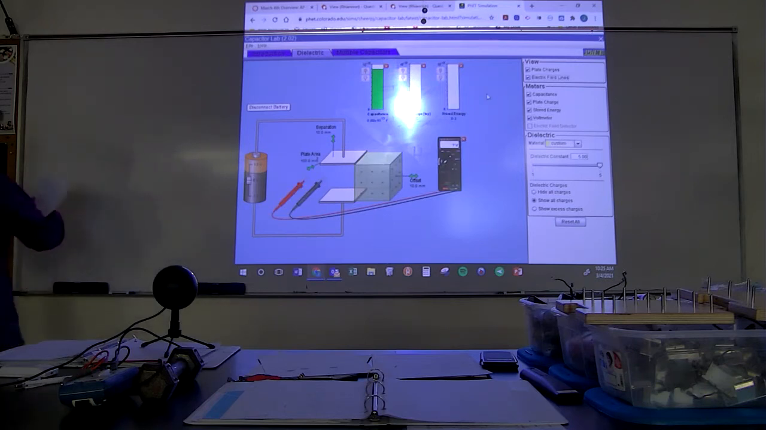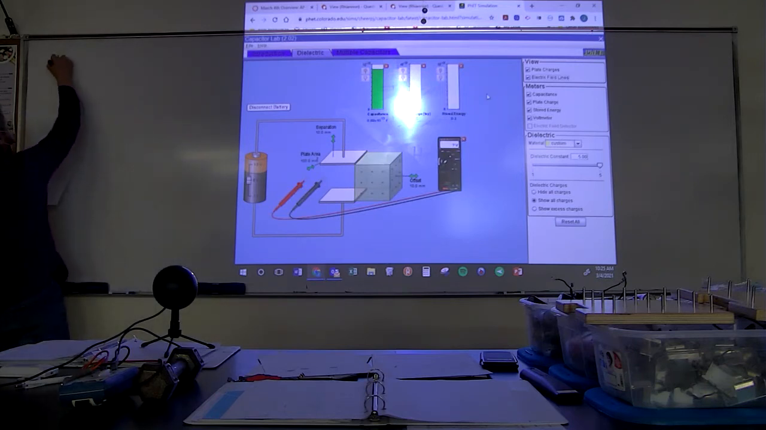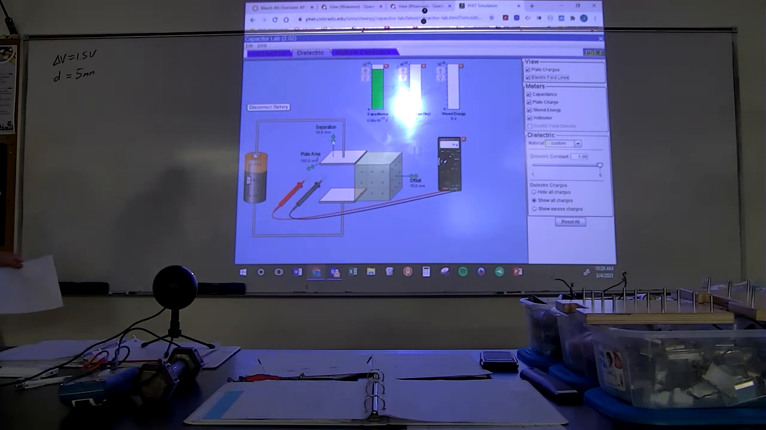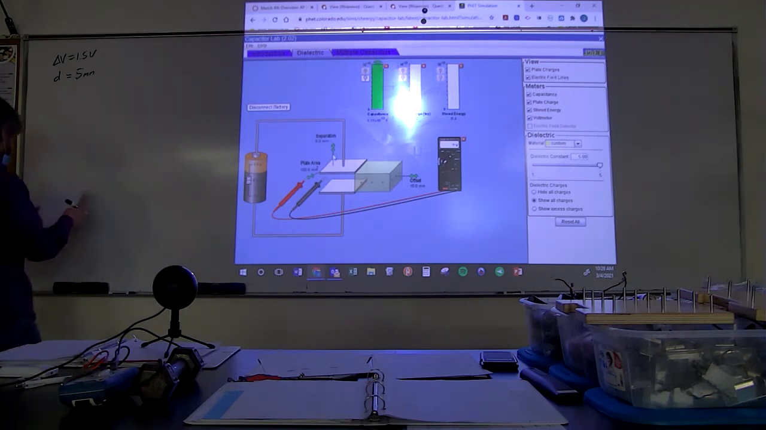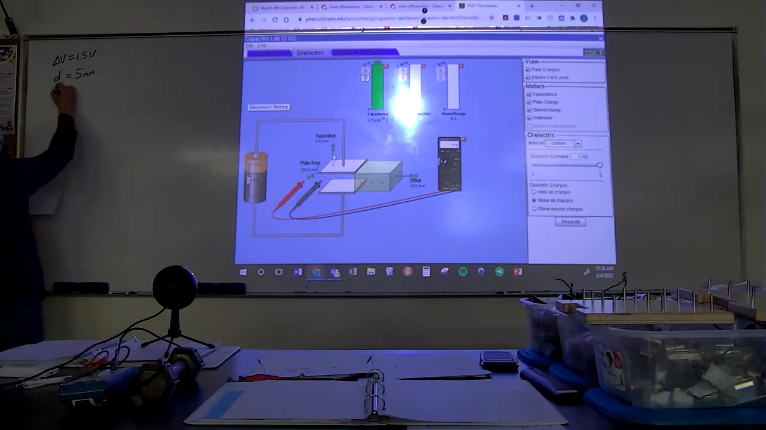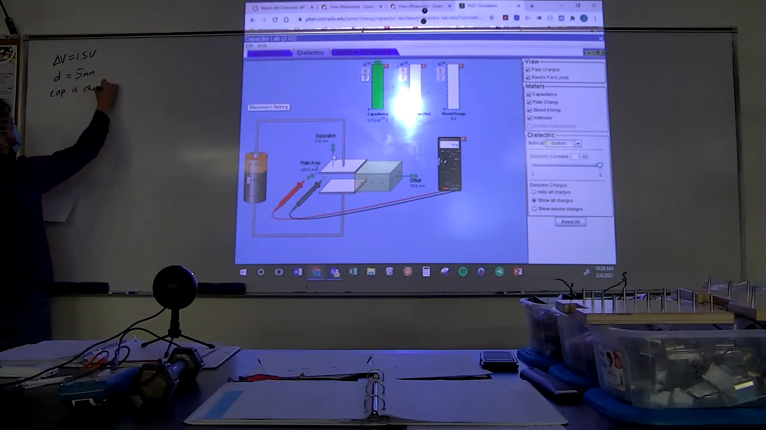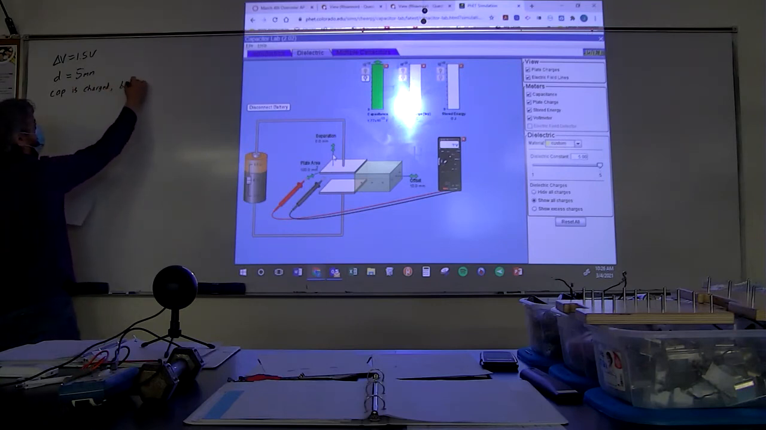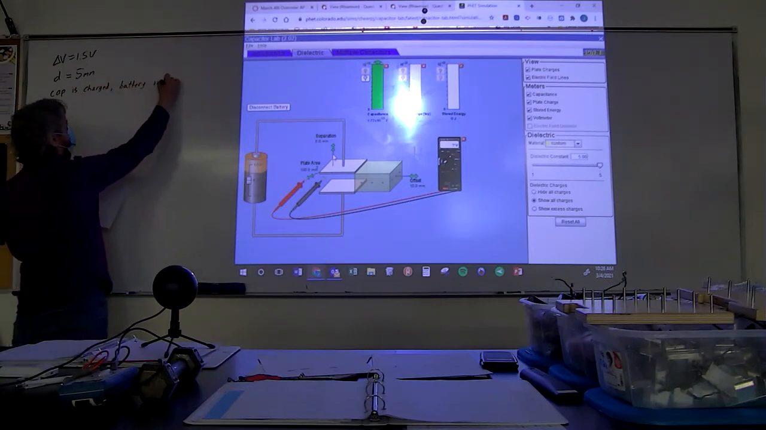All right, so now we're going to have the same potential difference, 1.5 volts. We're going to start, okay, for some reason I have 5 millimeters on this one. That might come into play. So let me change the plate separation to 5 millimeters. Capacitor is charged. Battery remains connected.